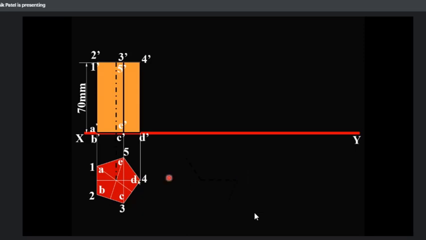Now your pentagonal prism is resting at the D corner. Now the lateral edge containing that corner. So what is the lateral edge containing that corner? 4 dash D dash. The lateral edge containing that corner is 4 dash D dash. So 4 dash D dash you have inclined 45 degree to the HP plane. Understand?